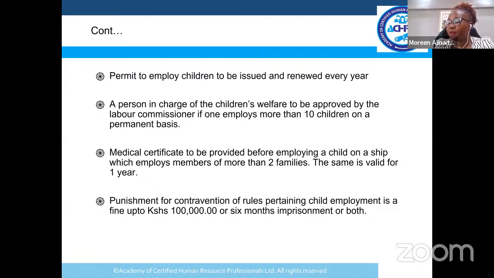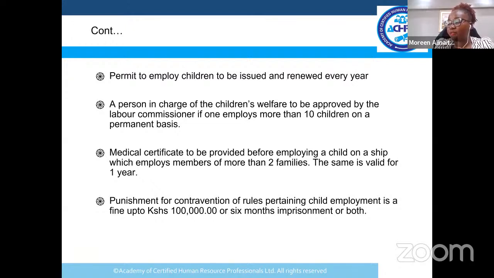Rule number 15 continues to say, a medical certificate issued under rule 14 shall be valid for 1 year only, provided that a medical certificate which is due to expire during the course of a voyage shall remain in force until the end of the voyage. The continued employment of every child at sea shall be subject to the production each year of a further medical certificate attesting to the continuing fitness of the child for such work.